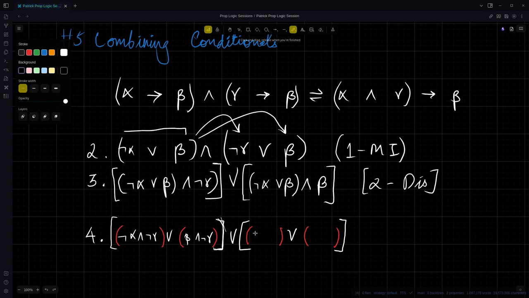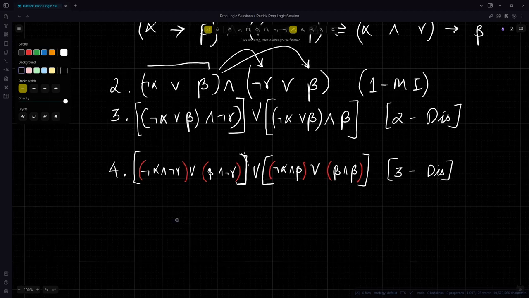Not alpha and beta, and then or beta and beta. Another distribution. So 5.